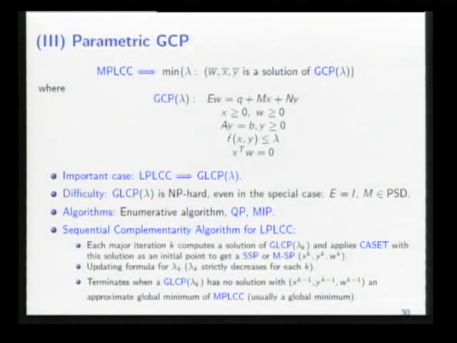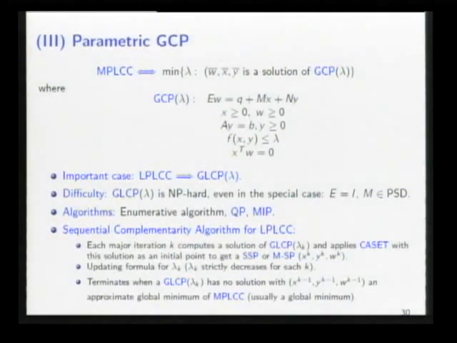Another approach which I really like is to transform this problem into a parametric GLCP. I have to find the smallest value lambda satisfying the solution of this one, where you put the function here and you just update this lambda. There are three important things here. One is the solution of the GLCP. The second one is the updating. And the last one is to terminate.